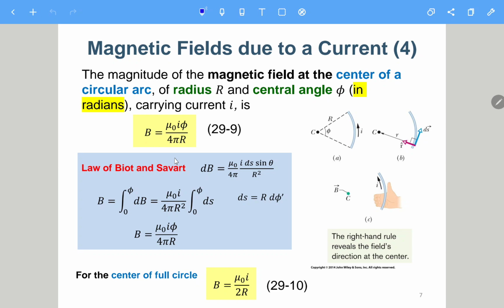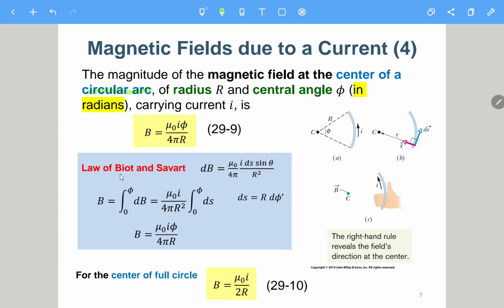Okay, so the next case is B to be mu 0I phi over 4 pi r, a little bit different. So it means the magnitude of a magnetic field at the center of a circular arc. This is a circular arc rather than a straight wire, of radius capital R and central angle phi in radian, carrying current I. So this is the arc.